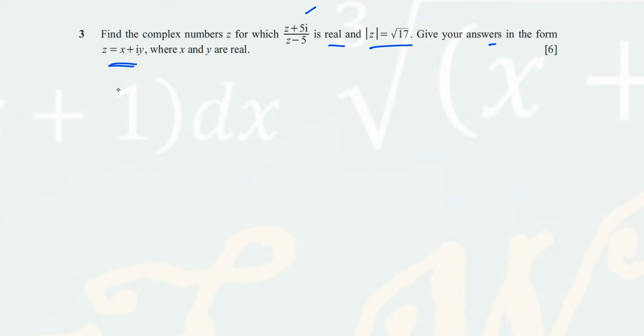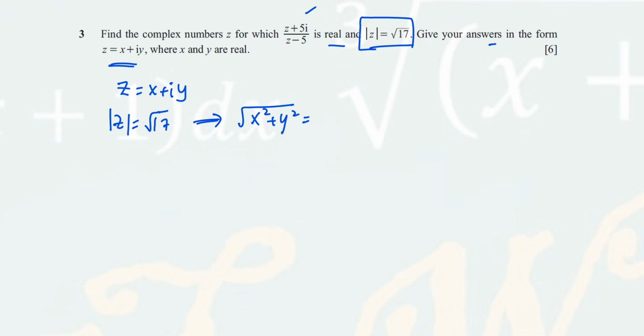Okay, so now when the complex number is x plus iy, and the modulus is square root 17, I will just write this modulus is basically square root of x squared plus y squared, then equals to square root 17, which means when we square both sides, you will be getting x squared plus y squared equals to 17. This is my first equation.